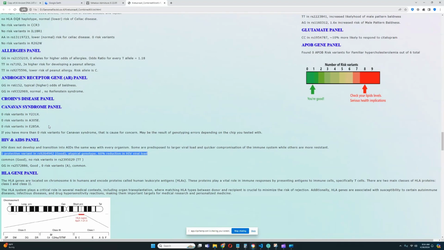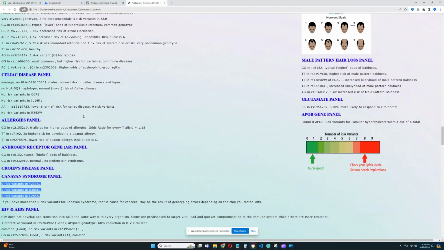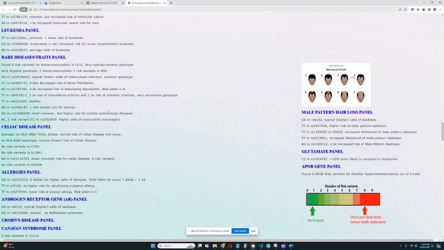From the Canavan syndrome panel, looks like she's got zero risk variants for Canavan syndrome. Really good to see. For the rare diseases and traits panel, looks like she's got this genotype: two holoprosencephaly risk variants in the SHH, Sonic the Hedgehog gene. Definitely very crazy. So I don't know if it's a miscall, or if it's like, I think it might be a miscall.